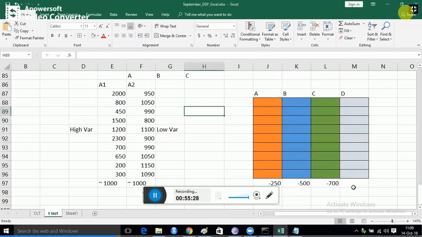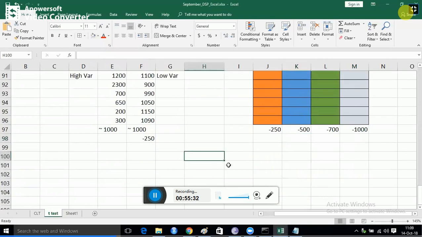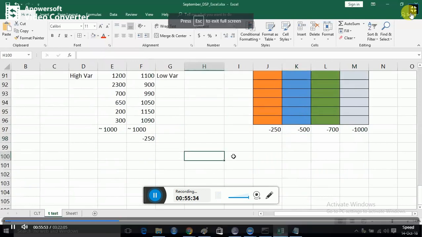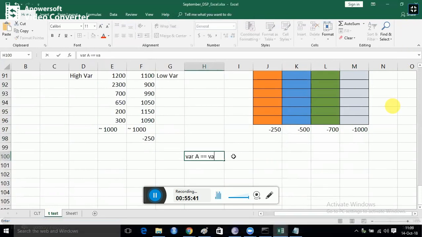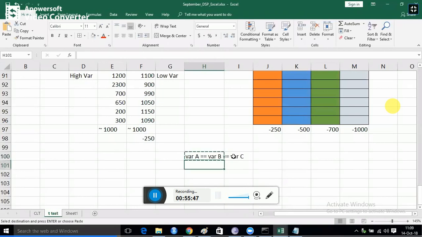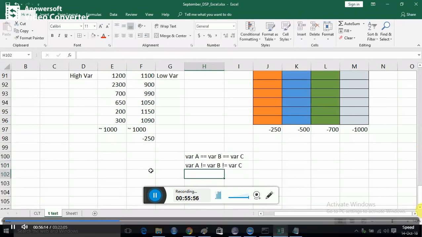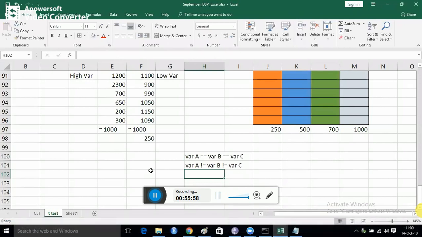Yes? Now let's write it down. Variance of A equal to variance of B equal to variance of C, or just copying this here, variance of A not equal to variance of B not equal to variance of C. I hope you're able to understand what I have written here, right?